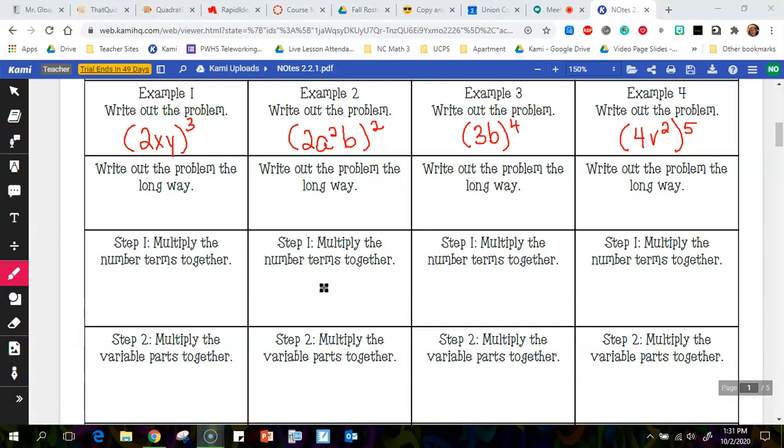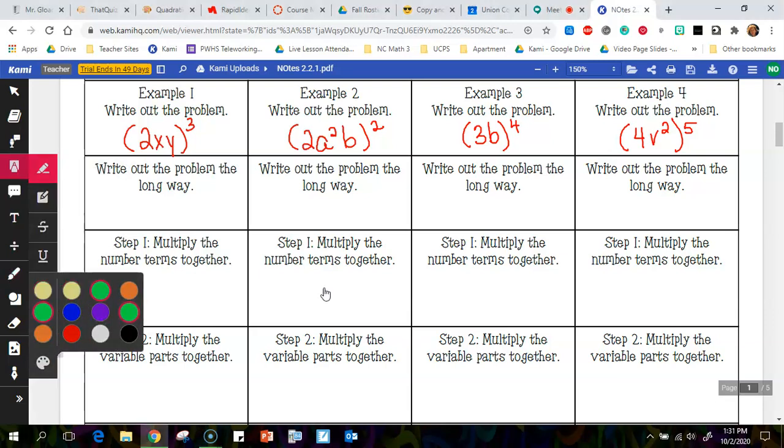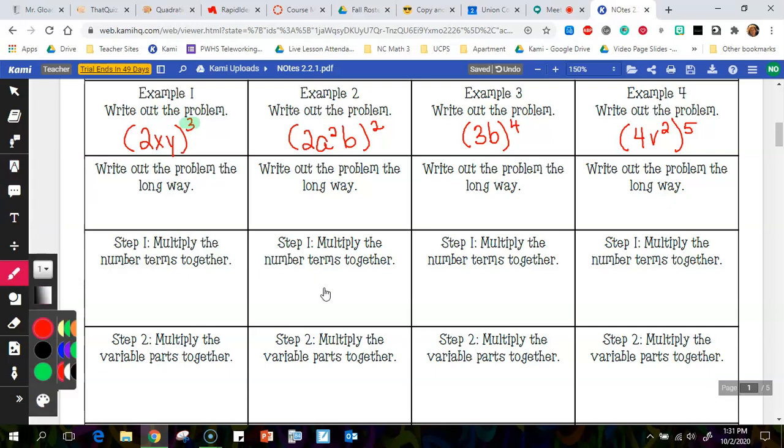Okay, also when you have everything in parentheses being raised to a power like this 3 here, and I think that you can't actually see what I'm pointing to. So this 3 is what I'm talking about. When you have everything in the parentheses being raised to a power, everything has to be raised to the 3rd power. So let's start with that one.